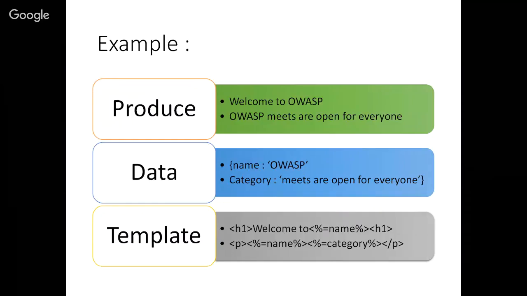And in the second line, we are writing a paragraph, that's an opening P and a closing P. Between that, we are referencing two elements from the data layer. First is the name, that is OWASP, and the second is the category, which is "meets are open for everyone". So whenever the data is rendered on the screen, it comes dynamically from the data layer. You don't need to give static data there. It will be automatically fetched from the data layer using the template engines. So that's the reason most of the time people are using template engines. They don't need to worry about rendering the data on web pages or emails.